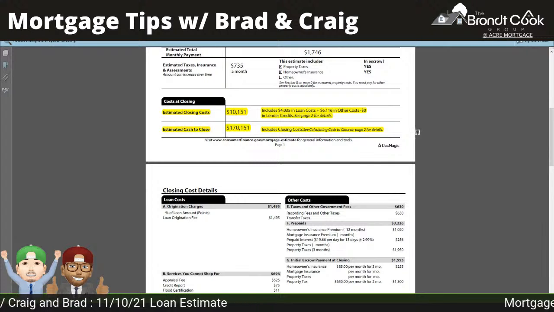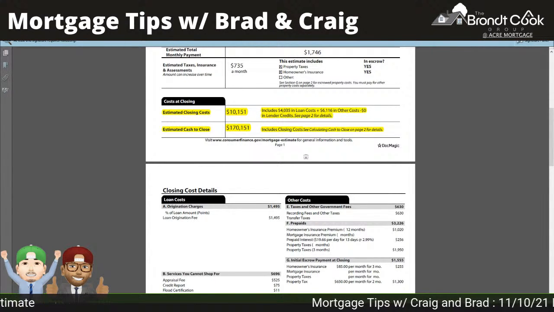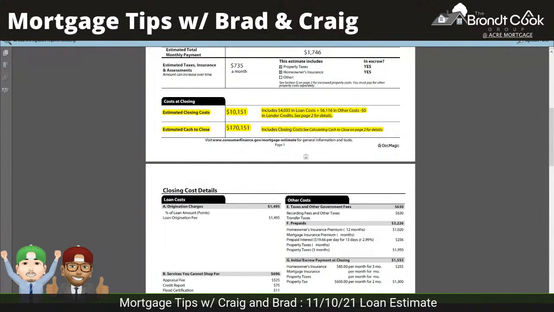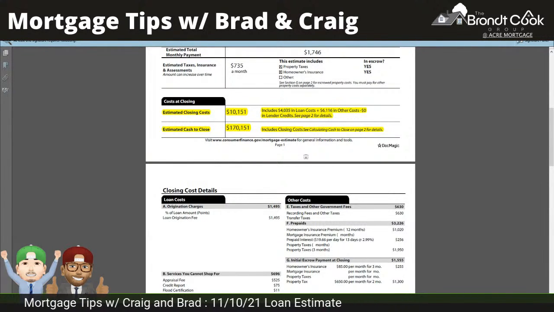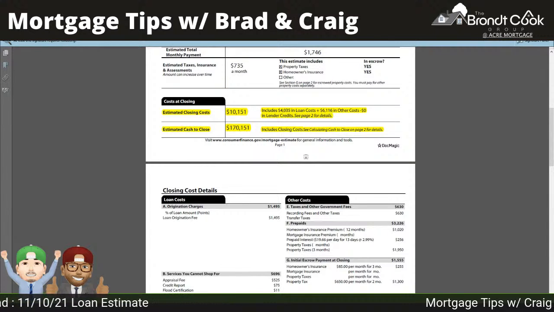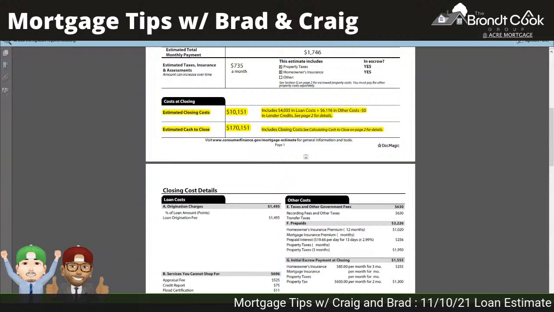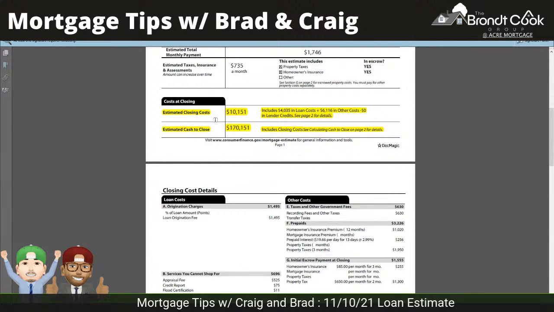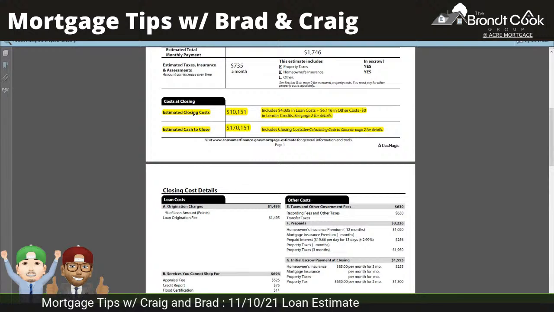And then below that is your estimated cash to close, which is, they're saying if you went to settlement today, this is the check that you'd have to bring to settlement, $170,151. So that's just a quick way of understanding, what do I need to bring to close and what are the closing costs. But with that being said, your loan estimate is just an estimate.